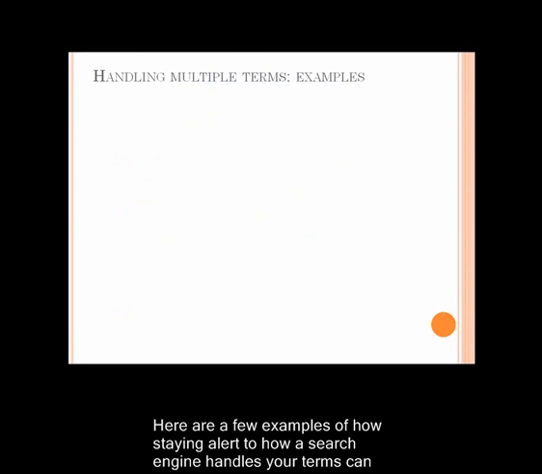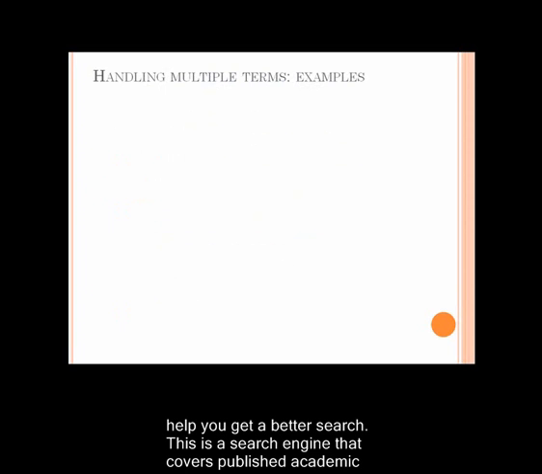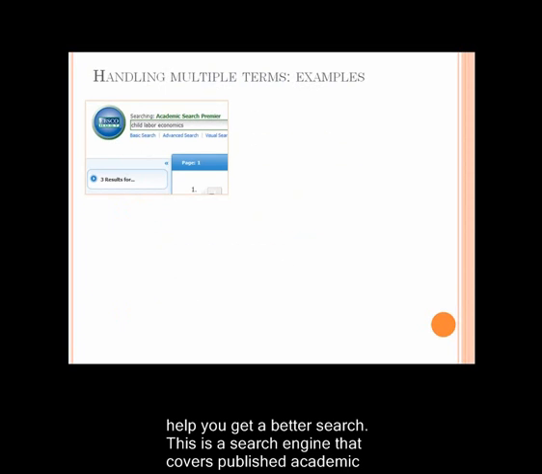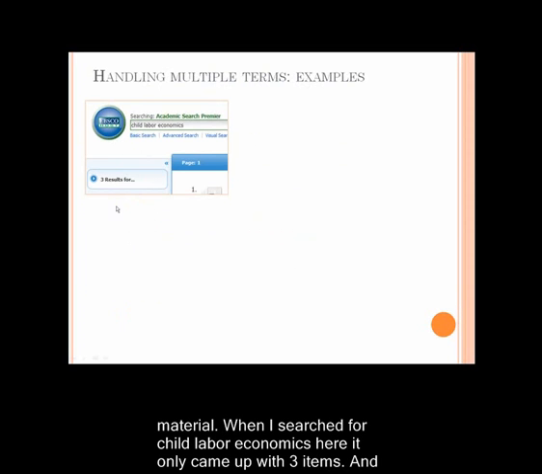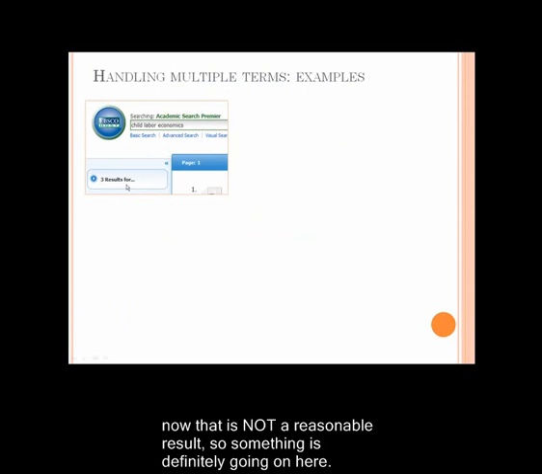Here are a few examples of how staying alert to how a search engine handles your terms can help you get a better search. This is a search engine that covers published academic material. When I searched for child labor economics here, it only came up with 3 items, and now that is not a reasonable result, so something is definitely going on here.